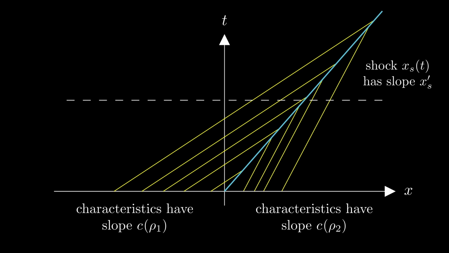The middle line here separating the two characteristic regions is representative of the shock wave. As we would expect, its slope is proportional to xs prime. In general, this has no reason to be a straight line. Remember that this slope changes with time. But this nice behavior is a perk of choosing the linear model, as we'll see later.